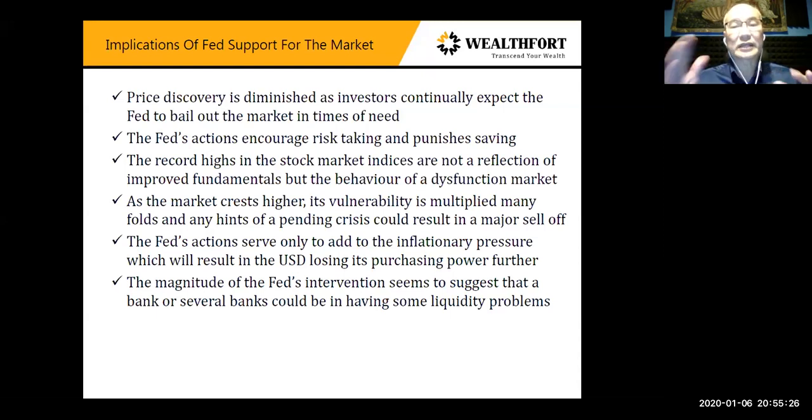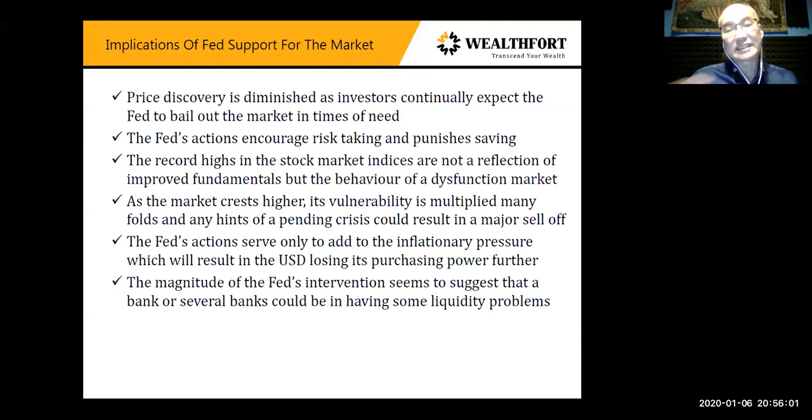If the stock market continues to trend lower and lower, I can assure you the Fed will say we will cut interest rates. In fact, some of the economists are predicting that by the end of this year, US interest rates will go into negative territory. So the Fed's action serves only to add to the inflationary pressure, which will result in the US dollar losing its purchasing power further. The magnitude of the Fed's intervention seems to suggest that a bank or several banks could be having some liquidity problems.